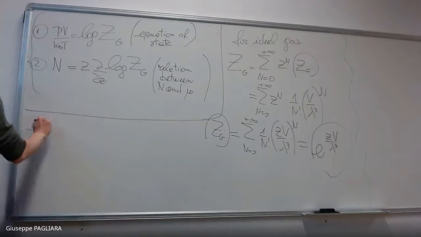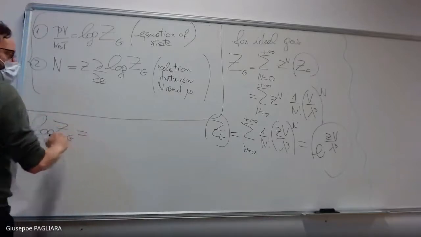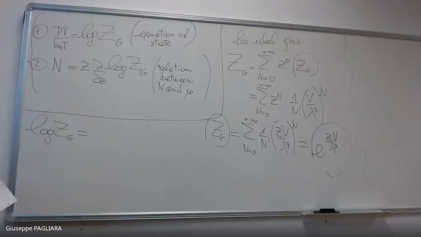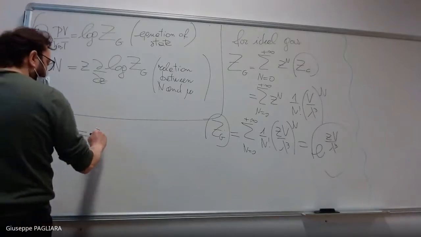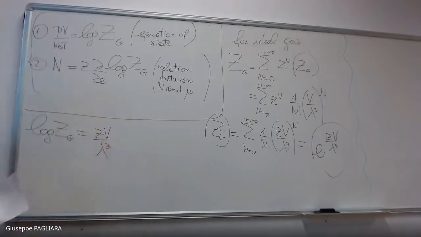Therefore, the logarithm of this function here, the grand canonical partition function, is z V divided by lambda cubed.